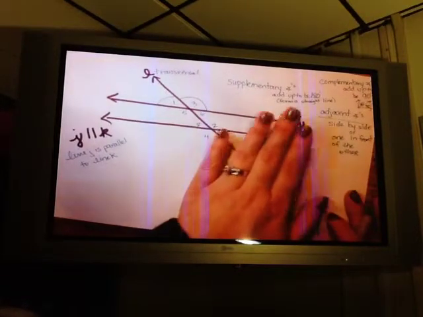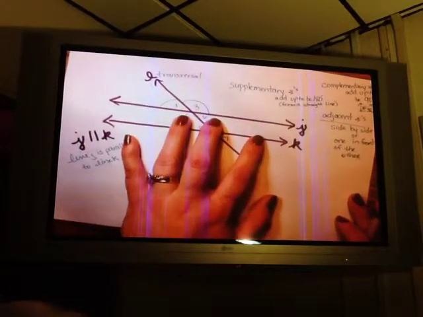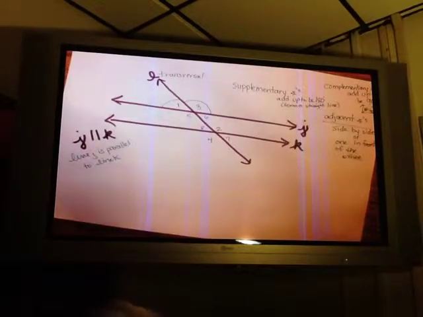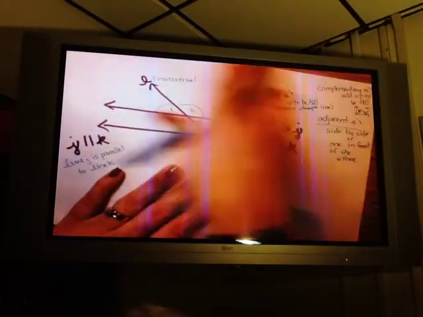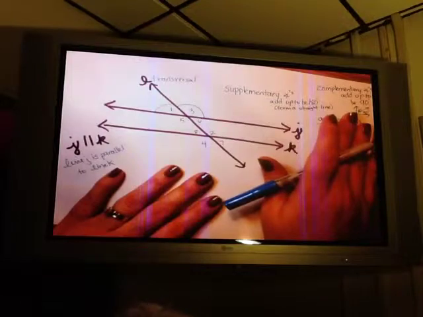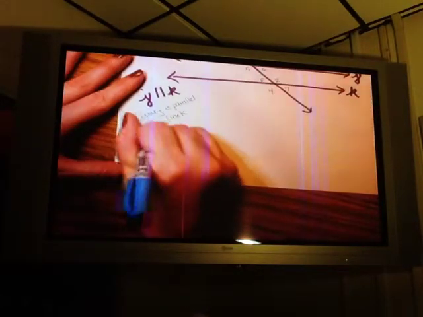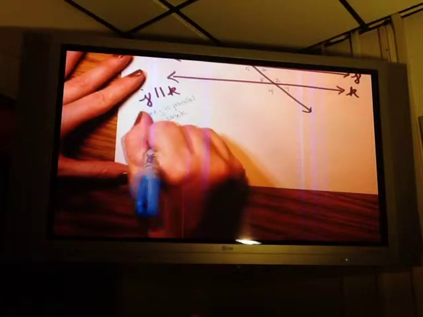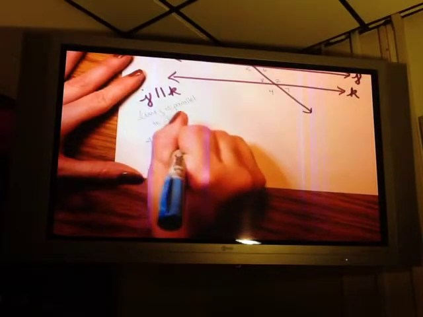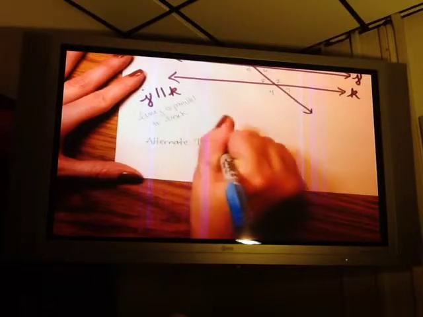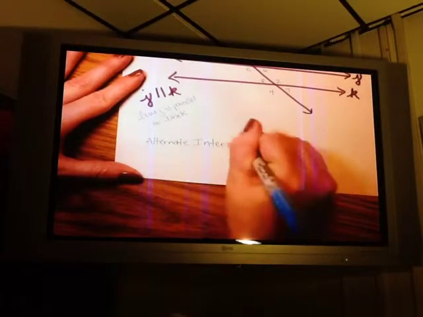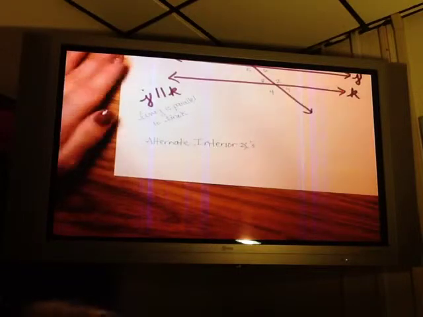Okay, let's get back to these real quick. I want you to take your pencil and come down to the bottom, and we're going to talk about some new words. All of these are old words that you should have already known. Now these right here are the new ones, and you should have defined them in your book. Alternate interior angles.